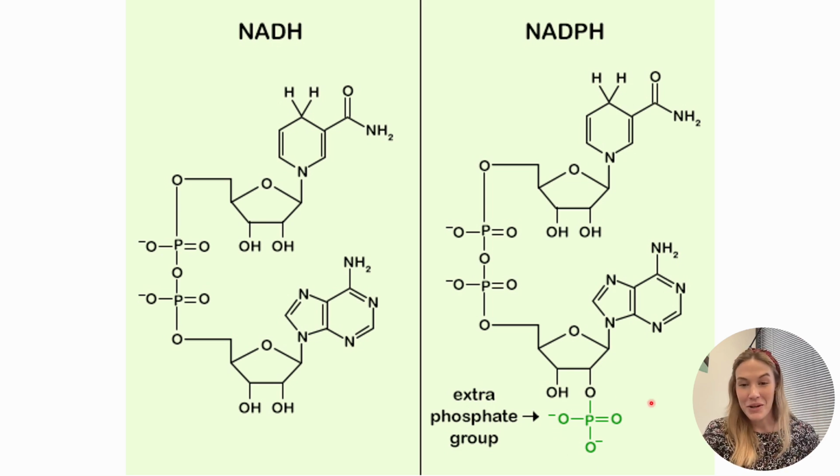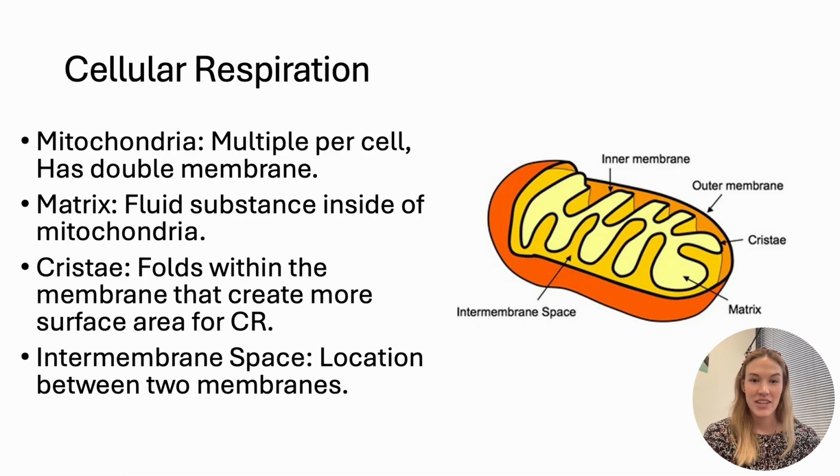The way that I remembered it when I took AP Biology is I remembered P for photosynthesis. It doesn't stand for photosynthesis, but it helps me remember that NADPH is for photosynthesis, and then NADH was just the other one that was for cellular respiration.